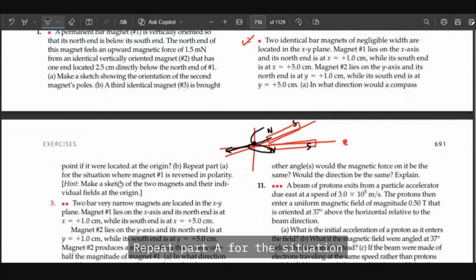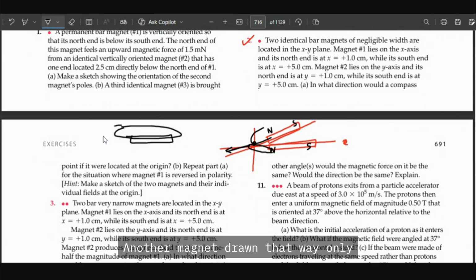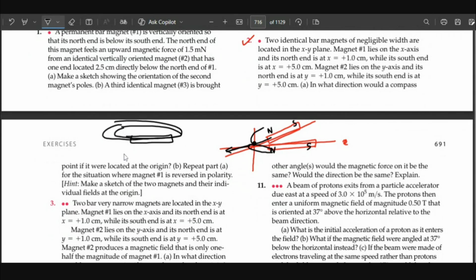Repeat part A for the situation where the magnet is reversed in polarity. Make a sketch of the two magnets and their individual field at the origin. So this is how you're supposed to do it. One magnet's field line must go like that. Another magnet is drawn that way only, but in a different plane.